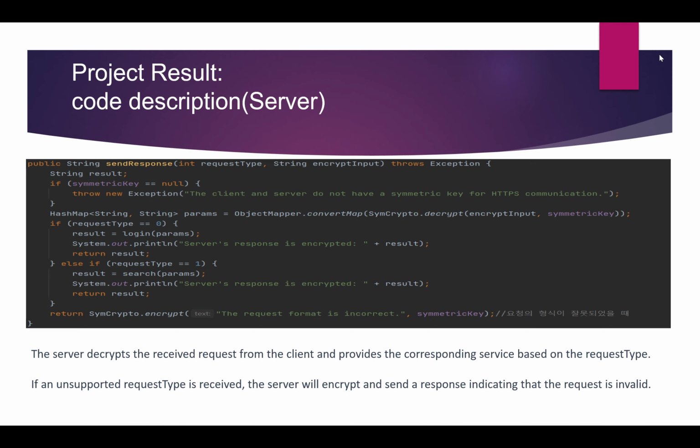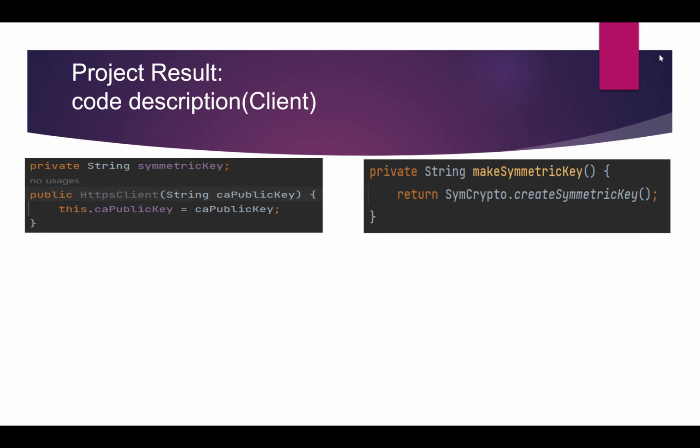If an unsupported request type is received, the server will encrypt and send a response indicating that the request is invalid. The client is embedded with the public key of the CA, enabling it to decrypt the certificate.